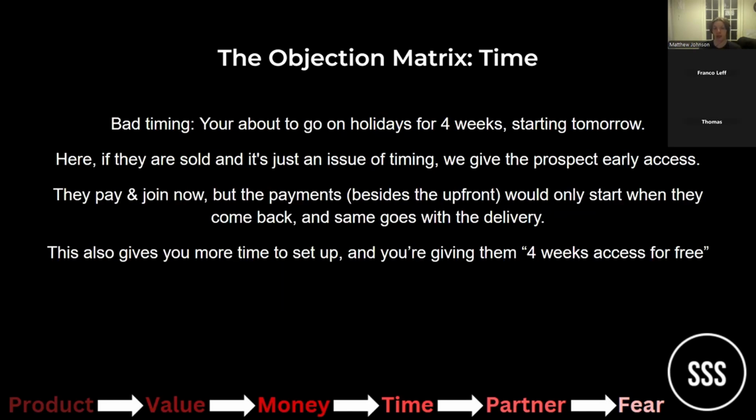So what this will look like is the prospect is about to go on holiday for 4 weeks starting tomorrow. Okay? Here, if the prospect is genuine, if you do a retie that they're 100% committed, 100% ready to go, and this is not a smokescreen, then we give the prospect early access. Okay? So they pay and they join the agency now, but the payments would only start when they come back, right? So let's say they pay October 1st and you launch the ads and you start on October 20th. The next payment would be on November 20th, if that makes sense. So they get like 2.5 weeks of early access, okay?